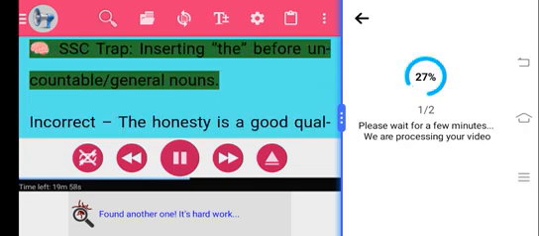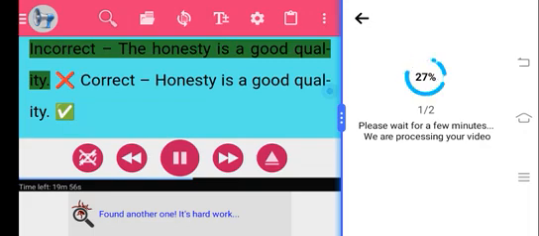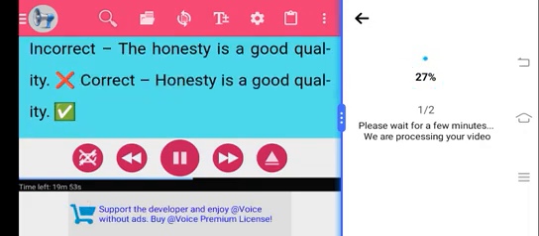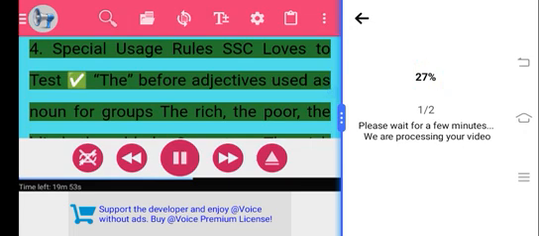Prime SSC trap: inserting the before uncountable general nouns. Incorrect: The honesty is a good quality. Correct: Honesty is a good quality. 4. Special usage rules SSC loves to test. The before adjectives used as nouns for groups: the rich, the poor, the blind, the elderly. Correct.